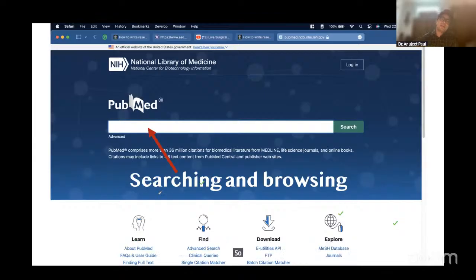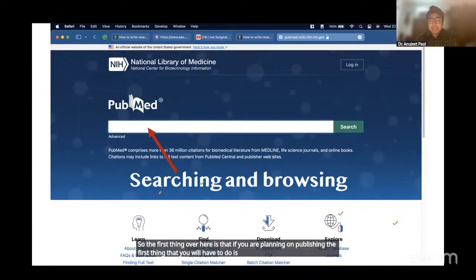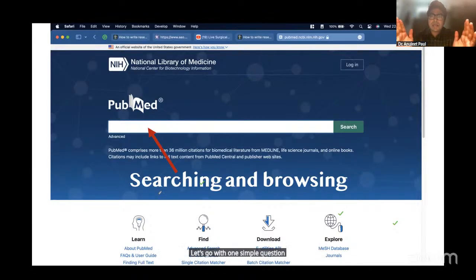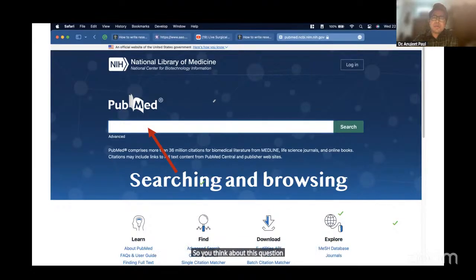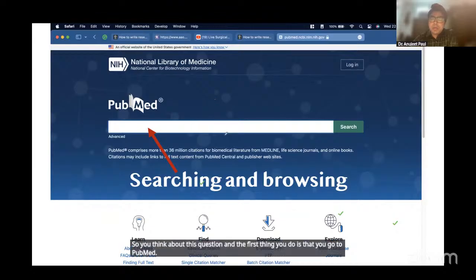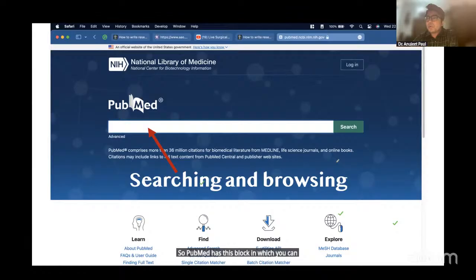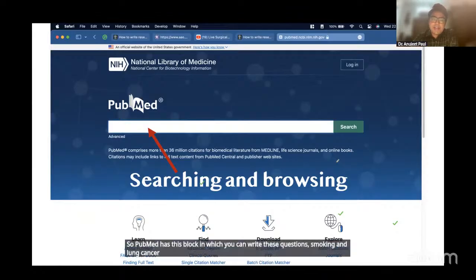So the first thing over here is that if you are planning on publishing, the first thing that you will have to do is think about searching what is the existing literature available in your domain. So this is a very simple framework. Let's go with one simple question: does smoking cause lung cancer? Just keep reiterating this in your mind as I try to break down how to write a paper for you. So you think about this question, and the first thing you do is that you go to PubMed. So PubMed has this block in which you can write these questions, smoking and lung cancer, and see what are the articles that have been published.